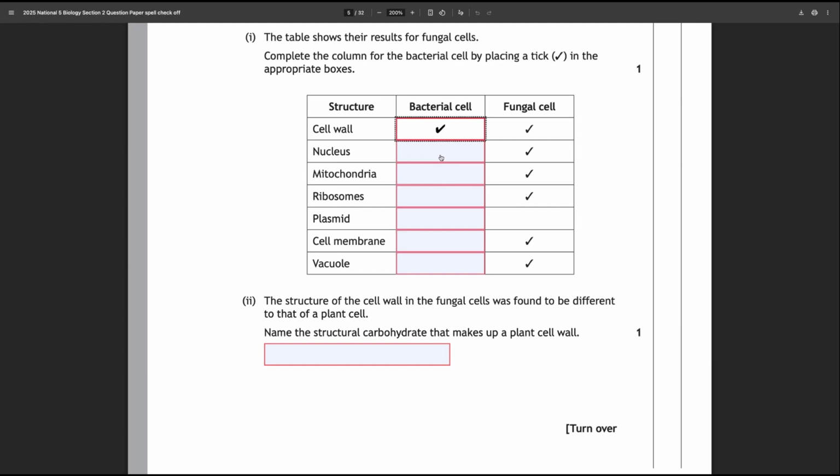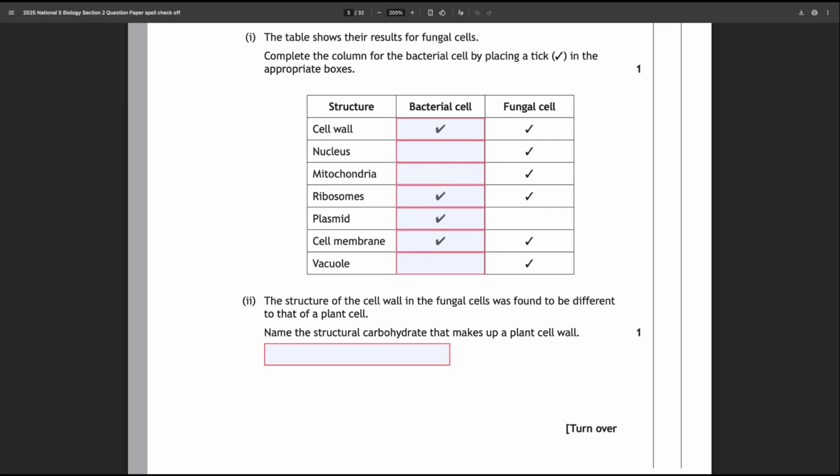We know that the bacterial cell is the only cell without a nucleus, so we're going to leave that blank. We know that bacterial cells don't have any membrane-bound organelles, i.e. any organelles that have a membrane, which a mitochondria does, so it does not have that. It has ribosomes because it does need to produce some proteins. It is the only cell which has a plasmid, and like all the other cells, it has a cell membrane. However, unlike the fungal and plant cells, it does not have a vacuole. Okay, so that's what we're looking for there.